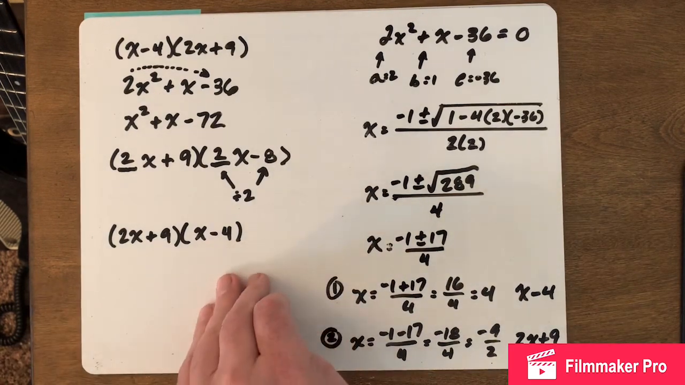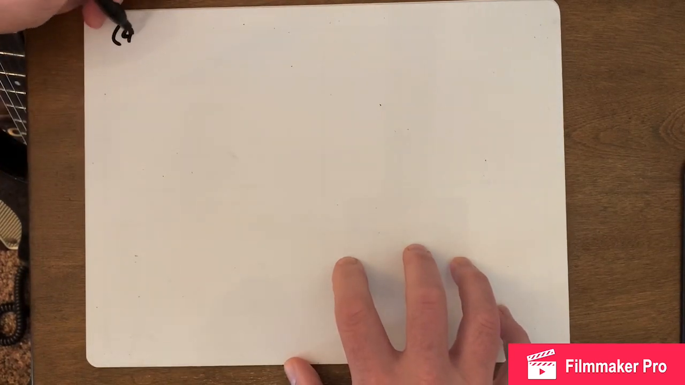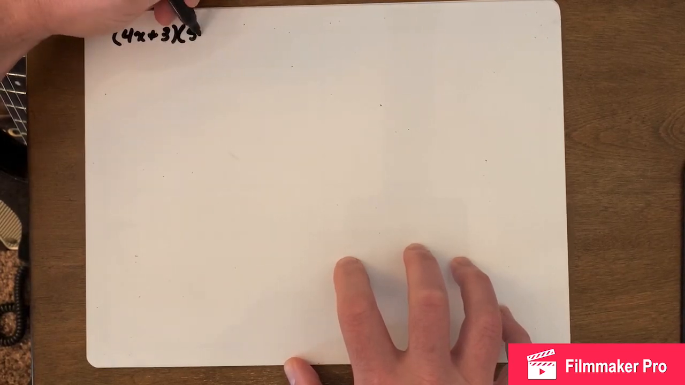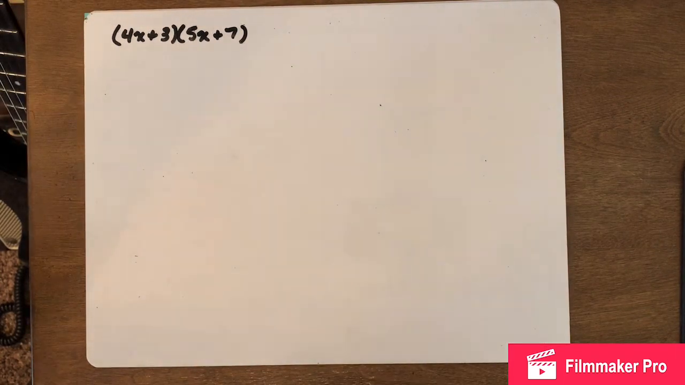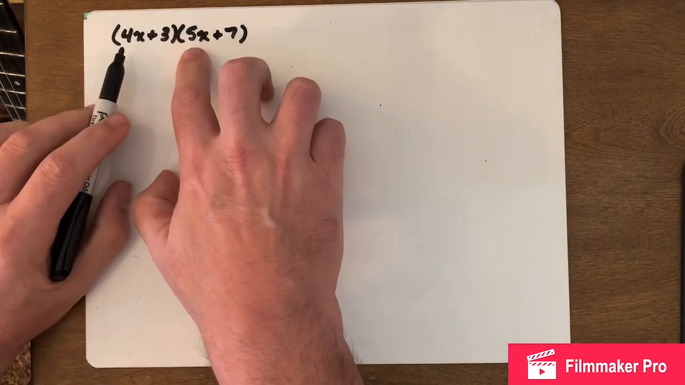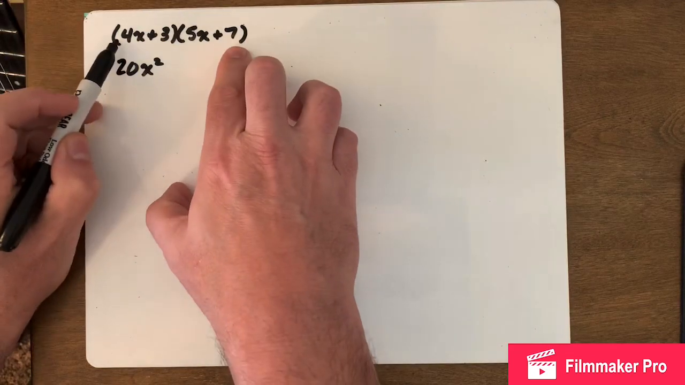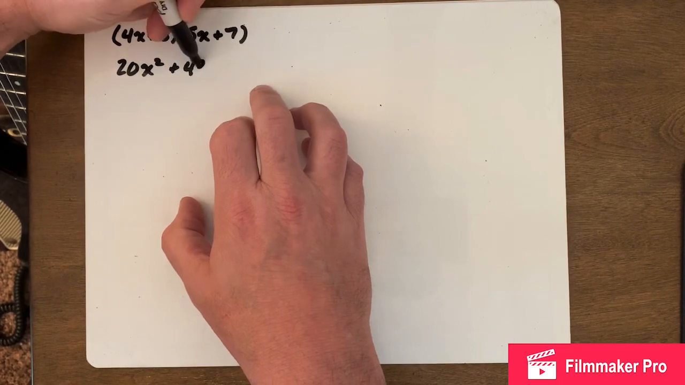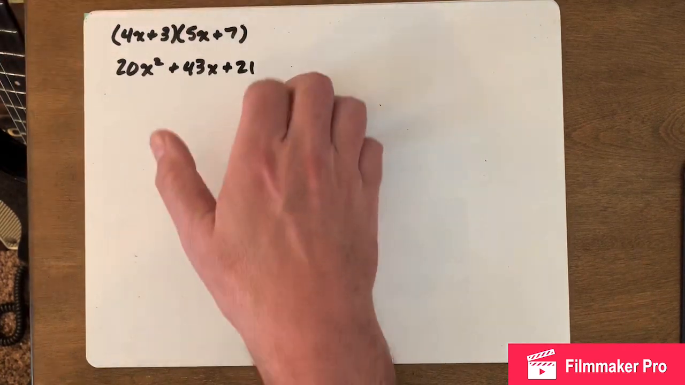Let's do example number 2. Example number 2, we're going to start out with 4x plus 3 and 5x plus 7. Okay, slightly more complicated. If you multiply this out or expand it, you're going to get 20x squared, plus 28 and plus another 15 should give you 43x. And then 7 times 3 is 21. So plus 21. So there's our quadratic.